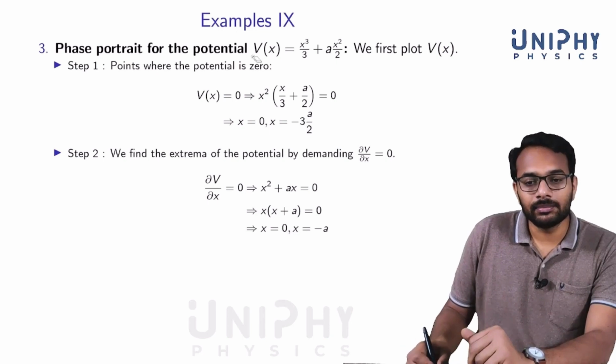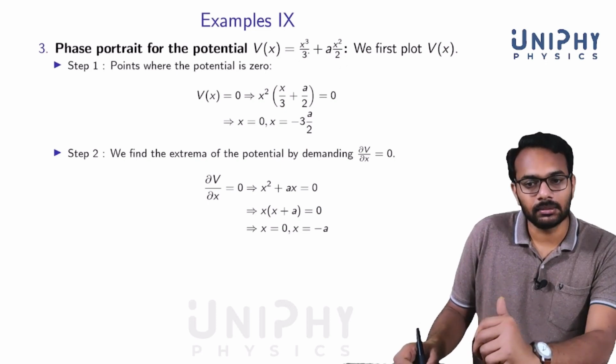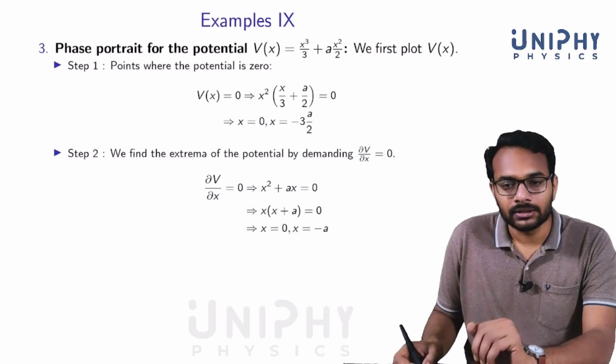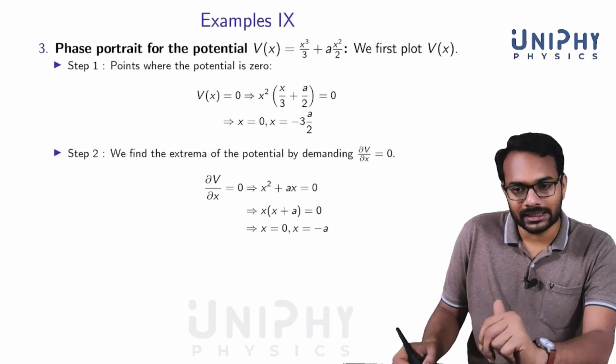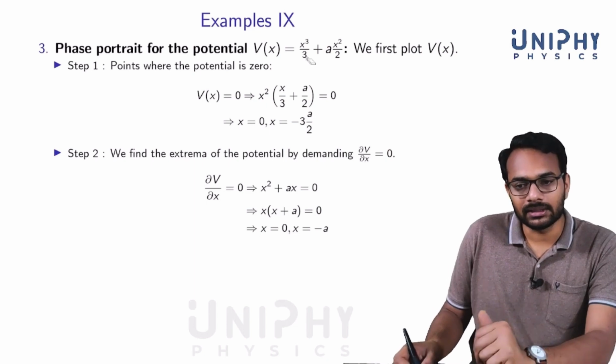Okay, phase portrait for the potential V of x equal to x cubed by 3 plus a x squared by 2. Okay, that's the potential energy curve, potential energy versus x that's given. Since we have already discussed this in some detail, we'll just quickly go through it. You can do the rest of it by yourself.